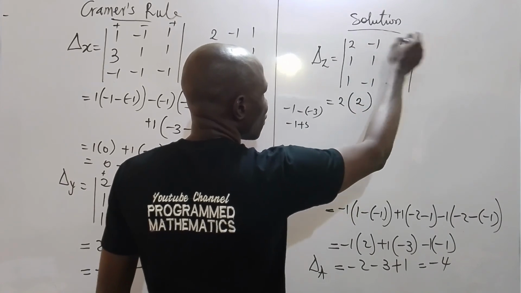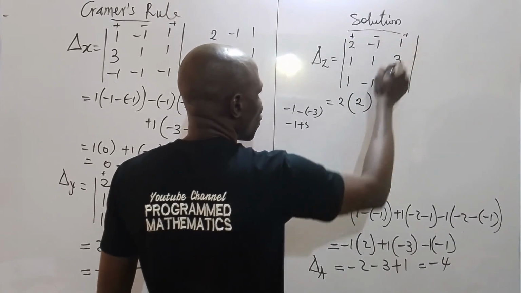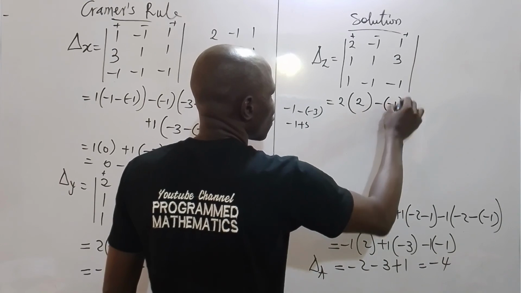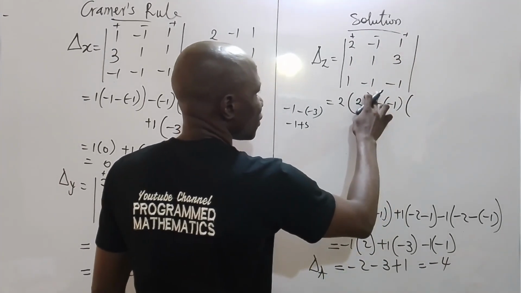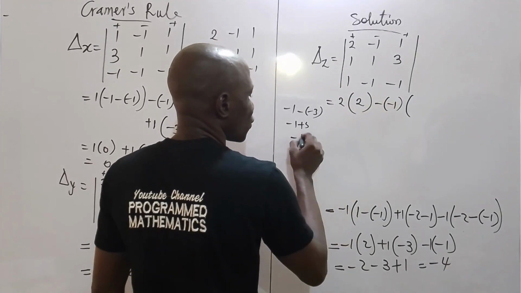Okay, I'm taking the first row as well. Plus, minus, plus. So this is minus 1 into the row and column deleted. 1 times minus 1 is minus 1.